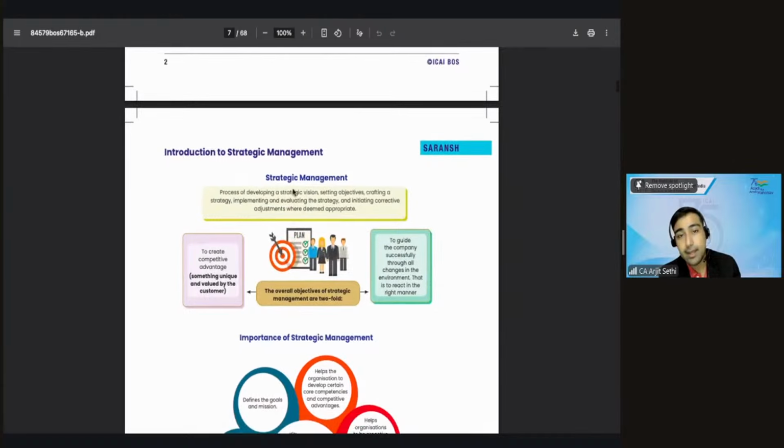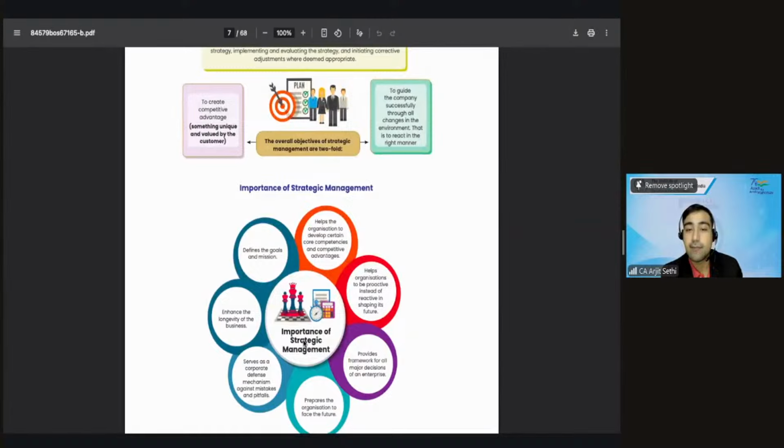Okay. Then strategic management क्या है? To create competitive advantage to guide the company through changes. The overall objective of strategic management are twofold. आंसर लिखना है तो ऐसे लिखना है, लिखा हुआ है. It's telling you how to write an answer. Process of developing and so on. The overall objective of strategic management are twofold. This and this, right? Saransh.